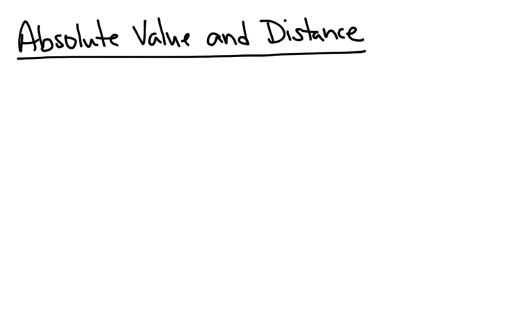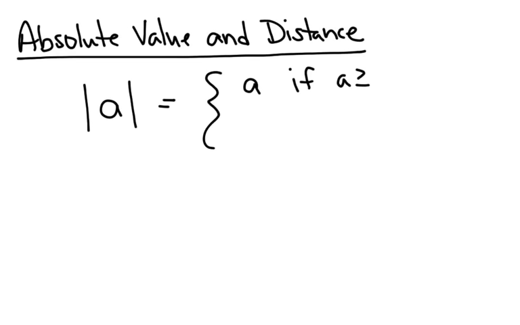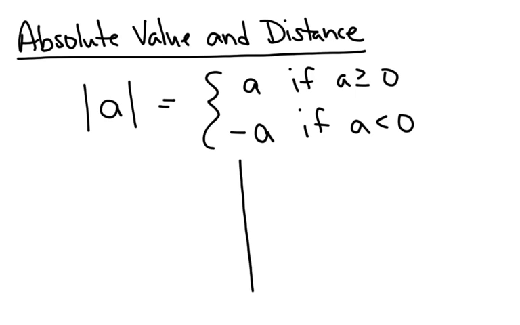The last thing that we're going to talk about is absolute value and distance. You may recall that absolute value bars are the distance away from 0 on a number line. The definition of an absolute value is that the absolute value of A is equal to A if A is greater than or equal to 0, and it's equal to negative A if A is less than 0. This definition becomes important later on, definitely for calculus. But I want to show you why.